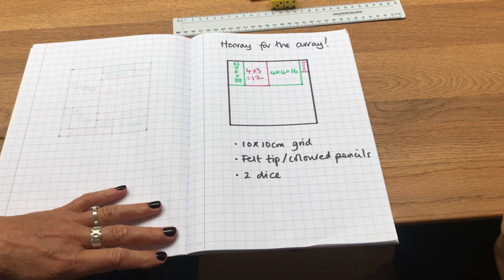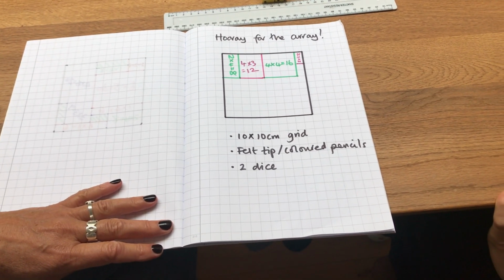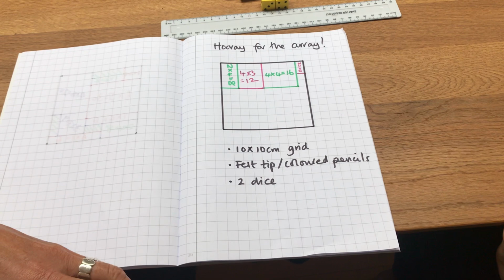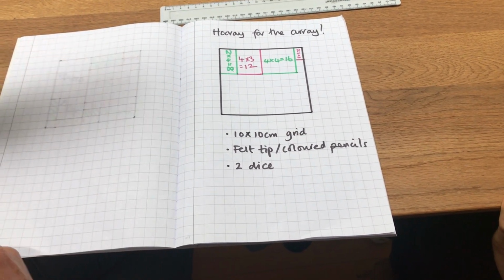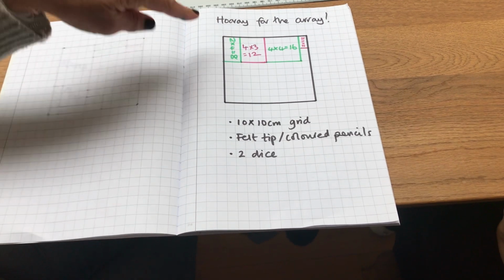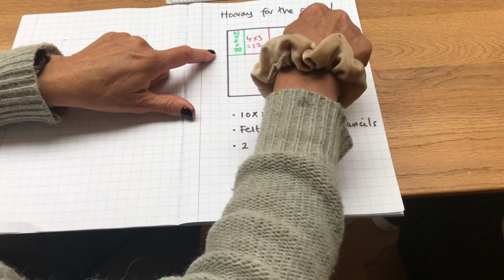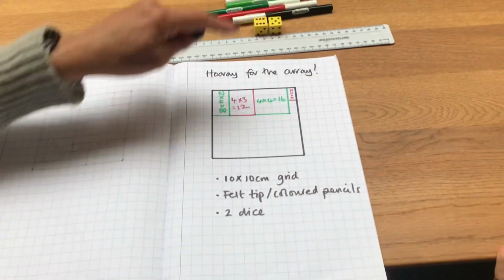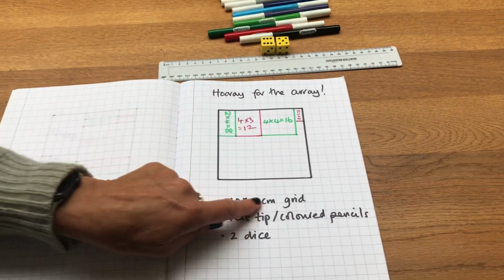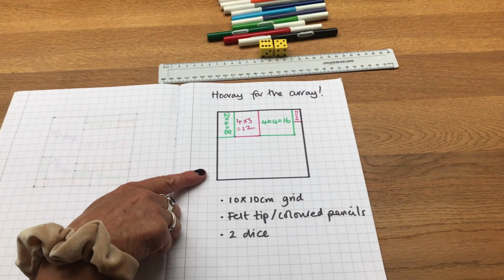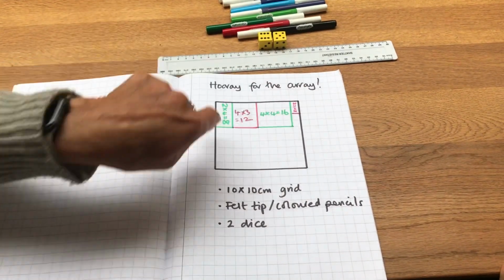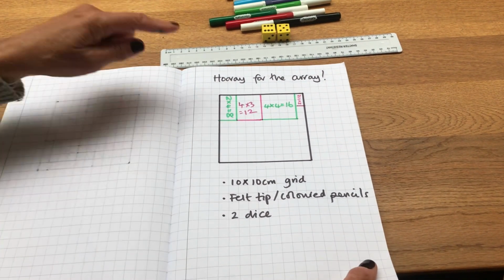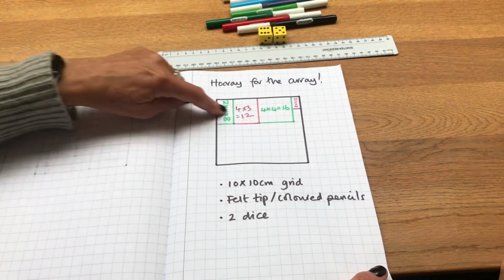So this is a game you can play in pairs or in threes, and the idea is the pairs or the threes or however many people are playing the game are competing against other players in the classroom. And the idea is to draw the 10 by 10 grid and roll the dice to complete as much of the 10 by 10 grid as you can. And the winner is the pair or the three who manage to fill the most of their 10 by 10 grid.